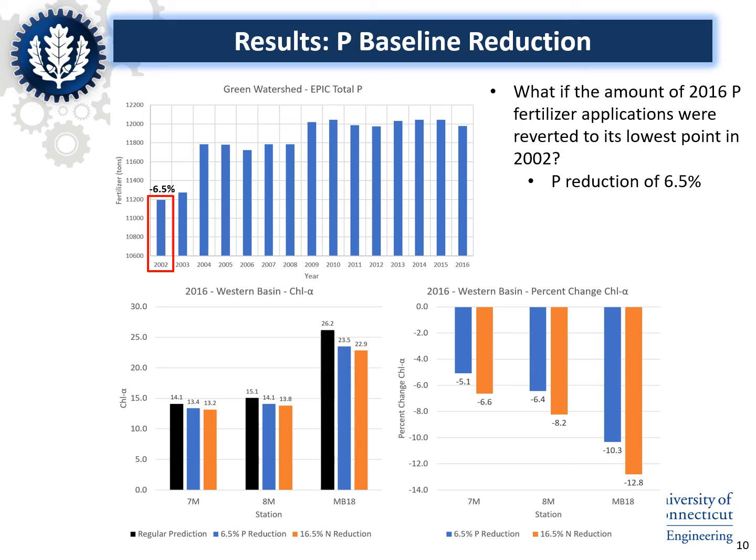From this scenario, we see on the left plot the originally predicted chlorophyll-A values in the black bar. In the blue bar, we see the baseline reduction for phosphorus, and in the orange bar, we see the baseline reduction for nitrogen. And on the right, we see the percent change in predicted chlorophyll-A based on both the phosphorus and nitrogen baseline reductions.